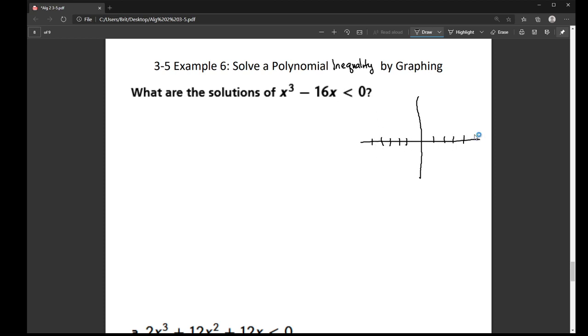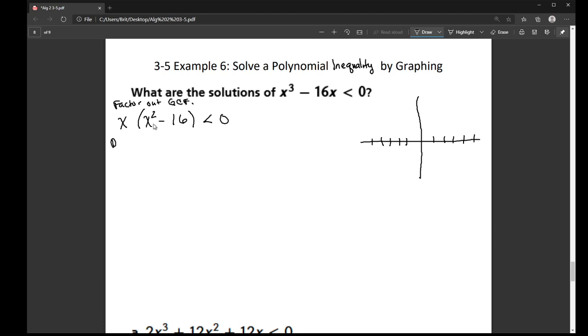Alright, so what I'm going to do is I'm actually going to start out by factoring out my greatest common factor here. So if you notice there's an x cubed and a 16x, so I can divide x out of both of those terms. So x cubed divided by x is x squared, and 16x divided by x is 16. Okay, I'm just going to put a note there. I factor out the GCF.